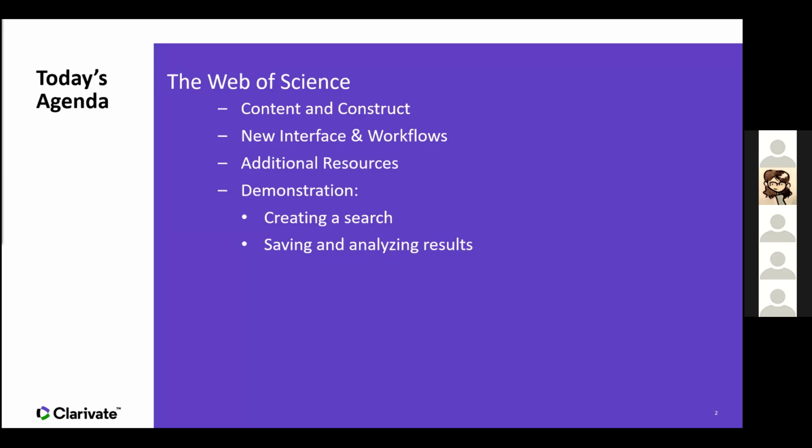All right, so I'd like to begin with just a brief review of what the Web of Science actually is, what kind of content we have on the platform, and how the data is structured. We recently launched a new user interface with enhanced workflow, so I'll highlight some of those that I think may be most useful to all of you. And then we'll dive into the product itself. I'll show you how to create a search and how to analyze the results of those searches.